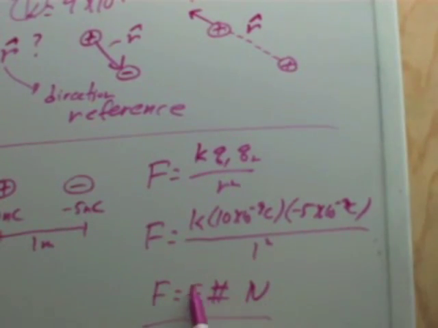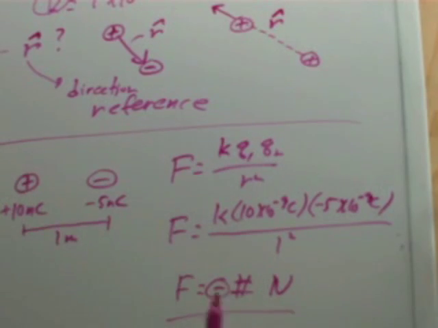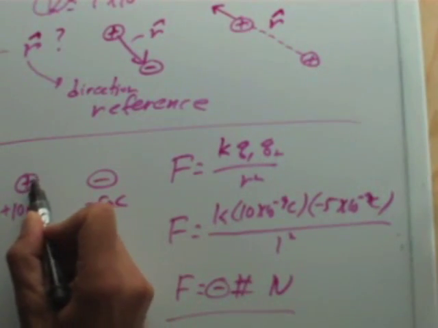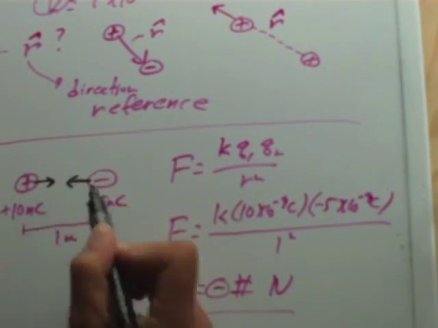So the question is, what does this negative really mean in front of the force right here? It does have to do with the direction, but which are we talking about here? Because we know that, say, the positive charge is going to get pulled this way with this amount of force, and the negative charge is going to get pulled that way with that amount of force.